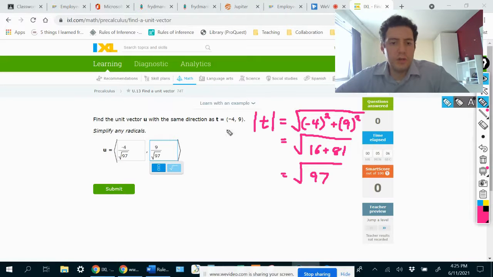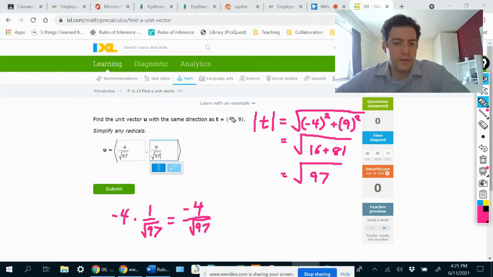Okay, because when we do -4 times 1 over the square root of 97, just simplify that, that's -4 over the square root of 97. Okay, and similar if we're multiplying this by 9.